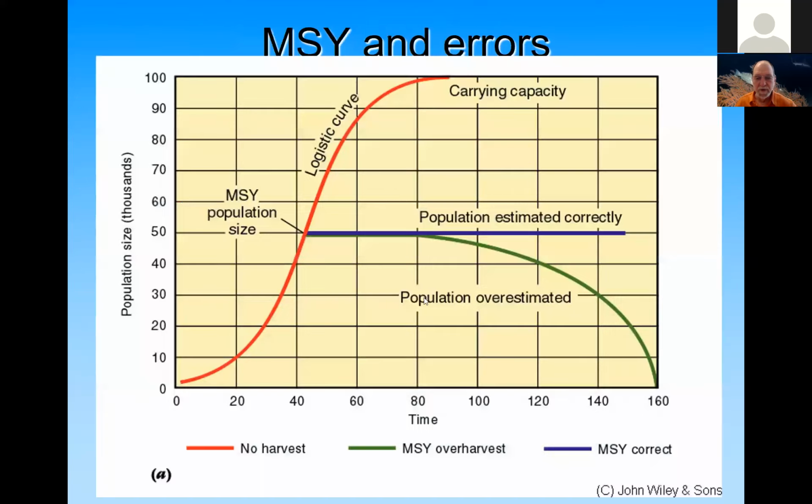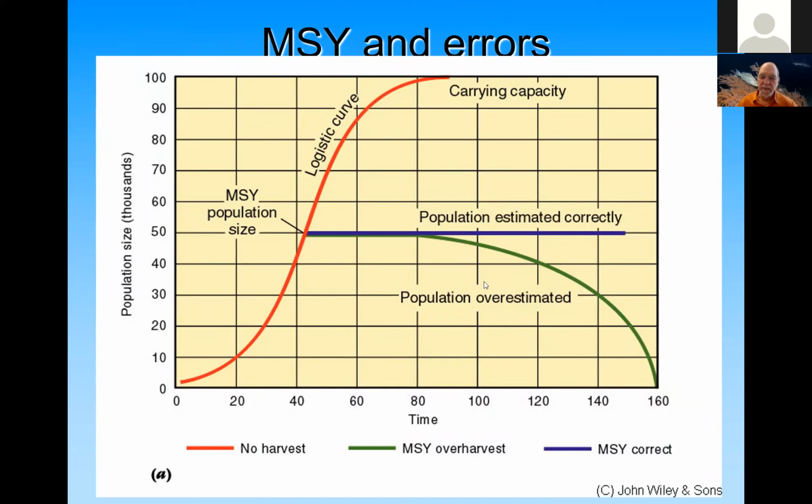So what this is saying is that the maximum sustainable population size, if the population is estimated correctly, and if there is one true carrying capacity, then you should be able to get this yield over time. So the population is estimated correctly, and you can do this.